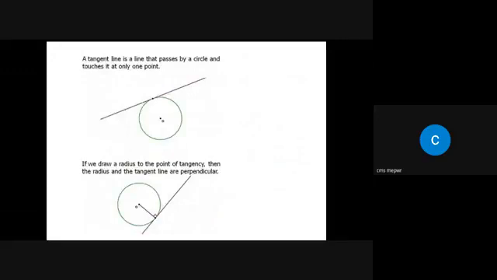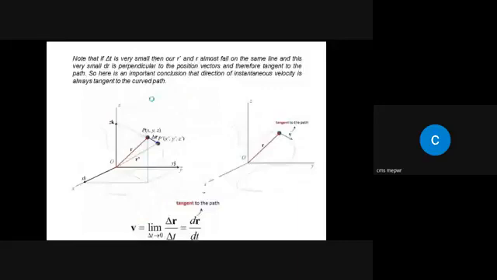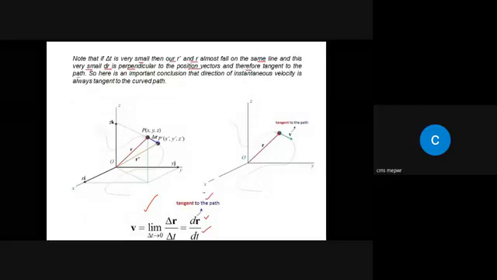Okay, so note that if delta t is very small, then our r bar and r almost fall on the same line, and this very small dr is perpendicular to the position vectors, and therefore tangent to the path. So here we can derive an important conclusion: the direction of instantaneous velocity is always tangent to the curved path, right? Means the direction of instantaneous velocity, which is during a very short time, will be basically tangent to the curved path that it follows.